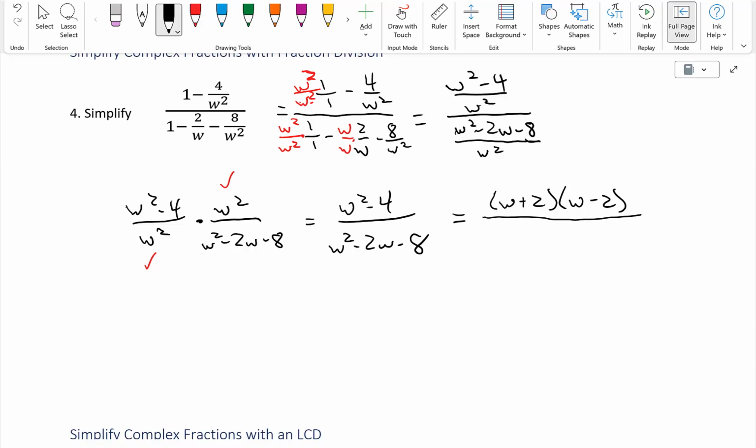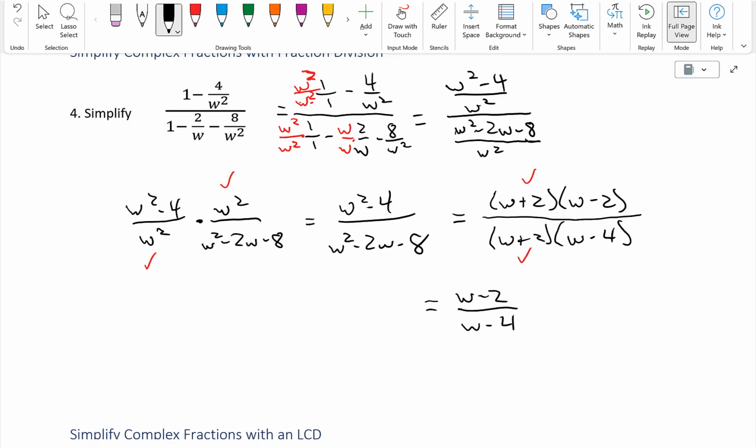Those are 2 and 4. Because the 2 is negative, I need the 4 to be negative. So I'll do a w plus 2 and a w minus 4. Now that I'm in my factored form, I can divide out common factors from the numerator and denominator. And that gives me my final simplified answer here of w minus 2 over w minus 4.